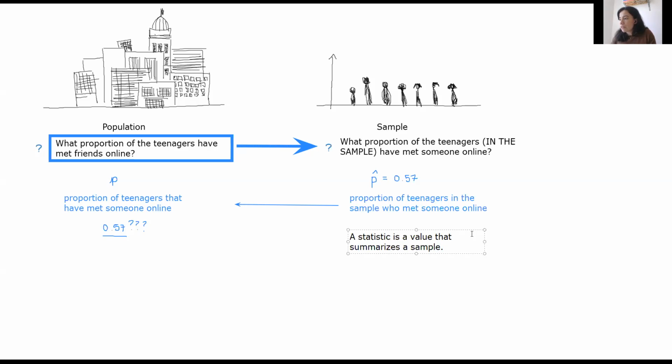And correspondingly, if we're talking about the same kind of concept, but now for a population, a parameter is a value that summarizes the population. Right? So a statistic is a value that summarizes a sample. A parameter is a value that summarizes the population. Raise your hand if you understand this.